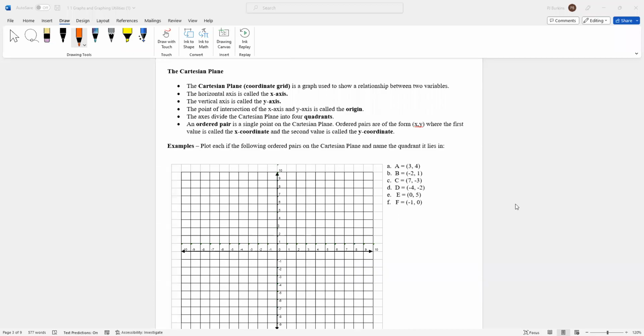Continuing on, we're now looking at the Cartesian plane. So the Cartesian plane is this sectioned graph that we have, right? Each little block, we typically have each unit as one. We have the horizontal axis, which is our x-axis. We have the vertical axis, which we call the y-axis. The point of intersection of the x and y-axis right here, or if you want to call it the point (0, 0), is called the origin.